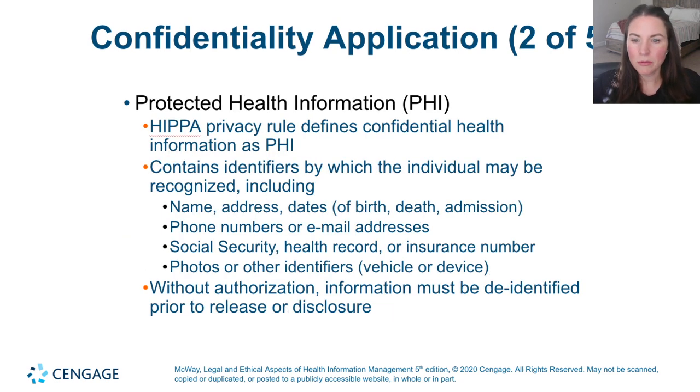The HIPAA privacy rule defines confidential health information as protected health information, or PHI, and would include anything that can identify the patient. So their name, address, date of birth, date of death, any admission dates, their phone numbers or email addresses, social security numbers, health record, insurance number, pictures, or any other identifiers. So unless the patient authorizes you to release it, you have to de-identify the information before you do so.